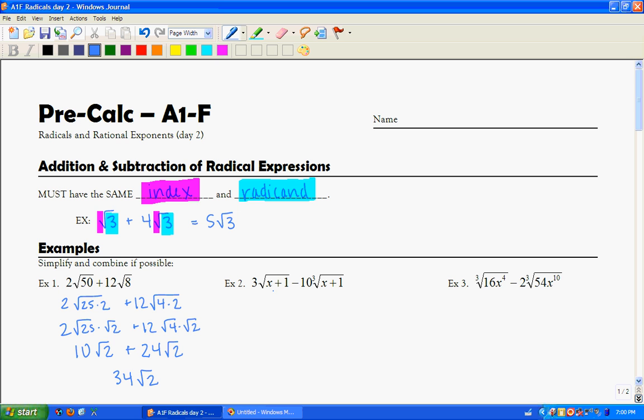So for example 2, we have the same radicand, but in this case, the indices are different. One is a square root, one is a cube root. So this one is not possible because of the different indices.